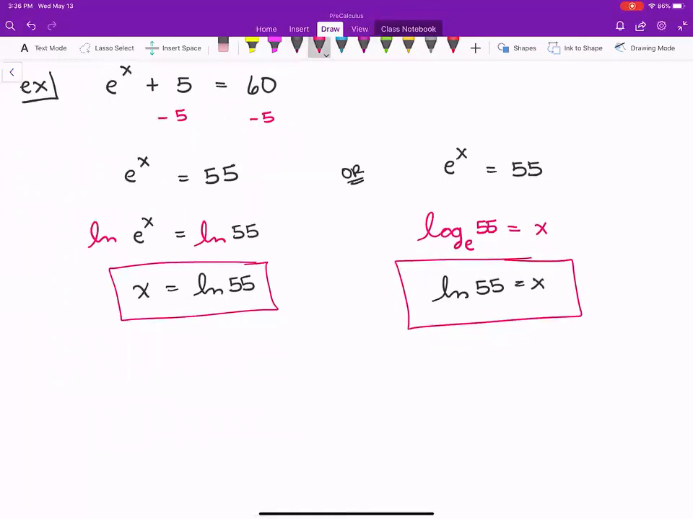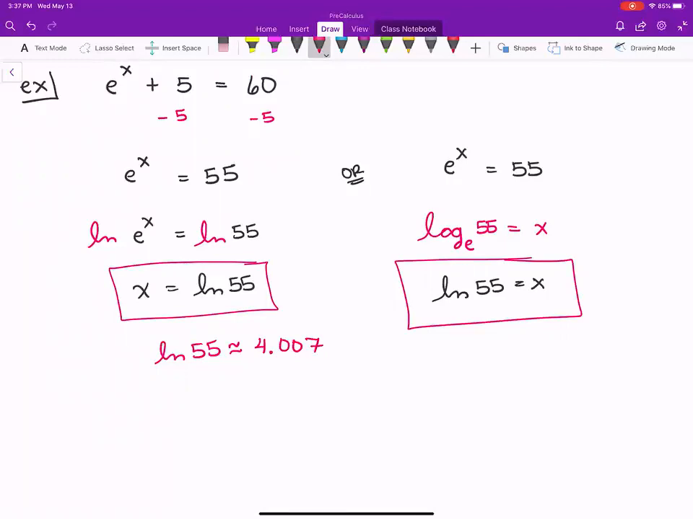All right, let's use the graphing calculator just for fun. So I'm going to be in my graphing calculator, and first of all, get my decimal for this. So the natural log of 55 puts me at approximately 4.007. Okay, so that's my answer.